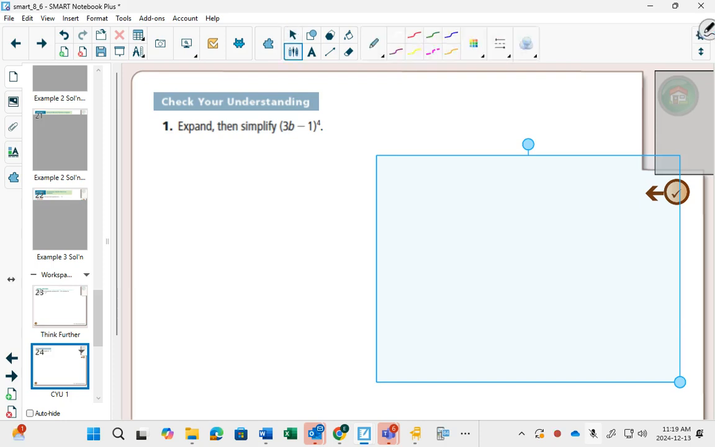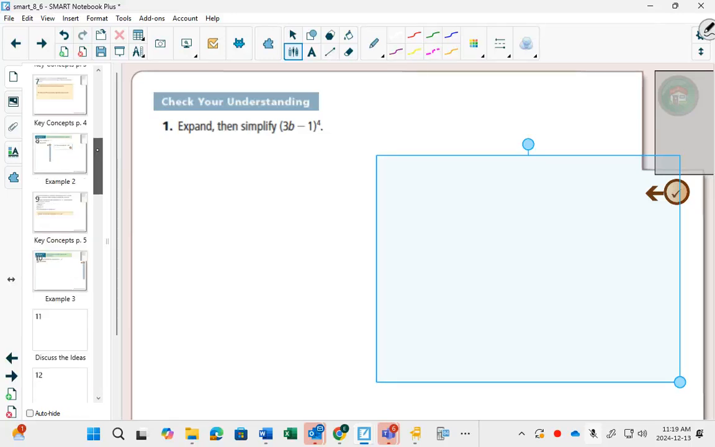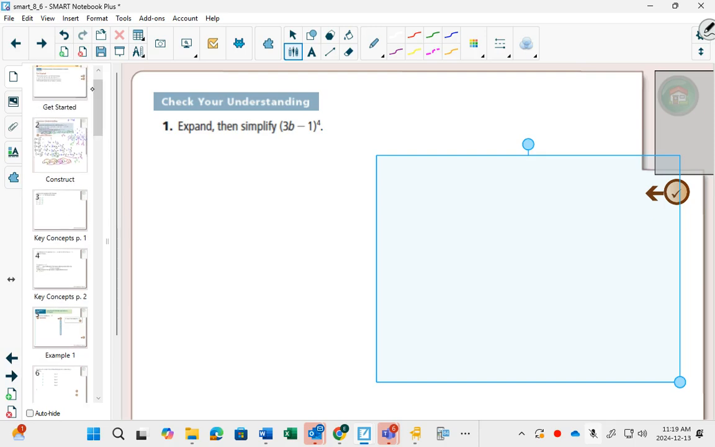a couple of other patterns that we could have noticed that are going to help us. Actually going to go back to that previous slide just temporarily here.